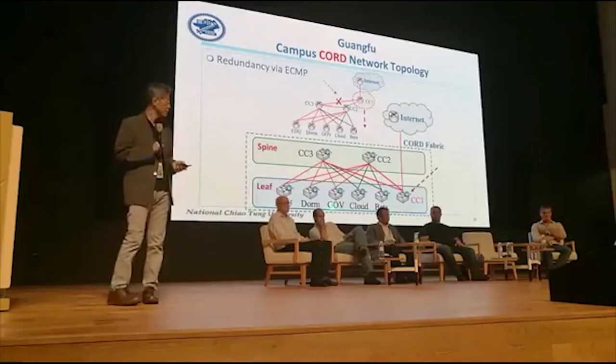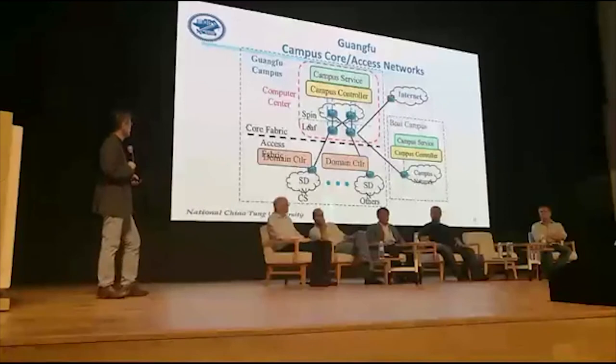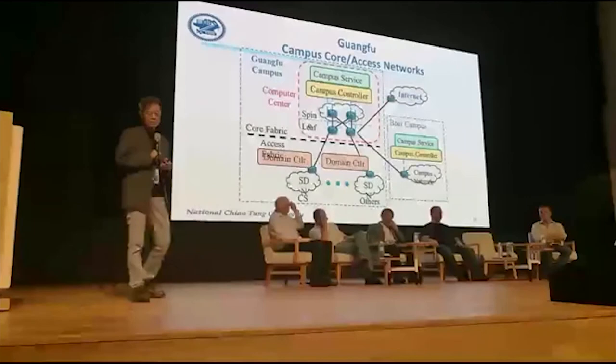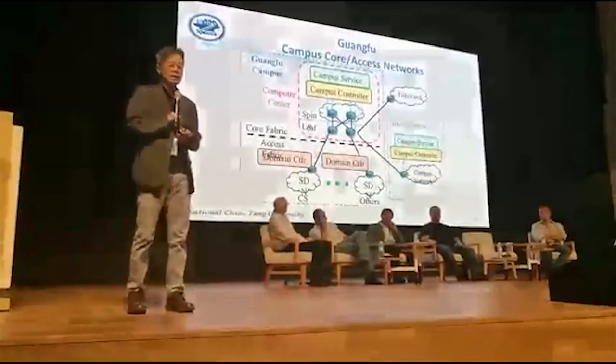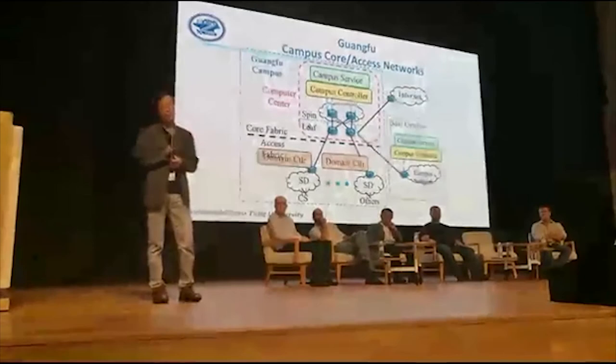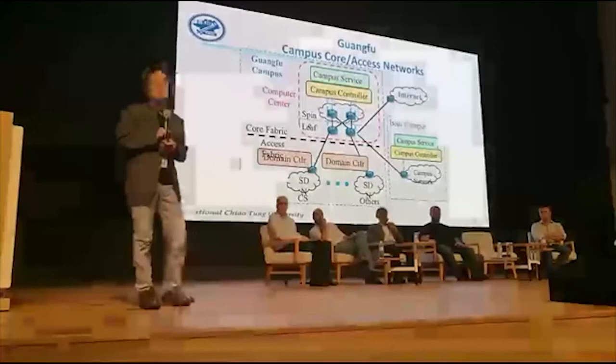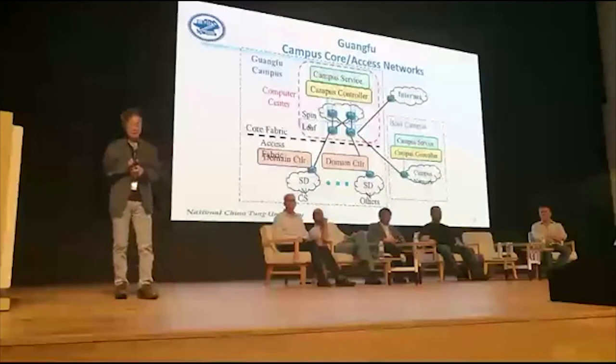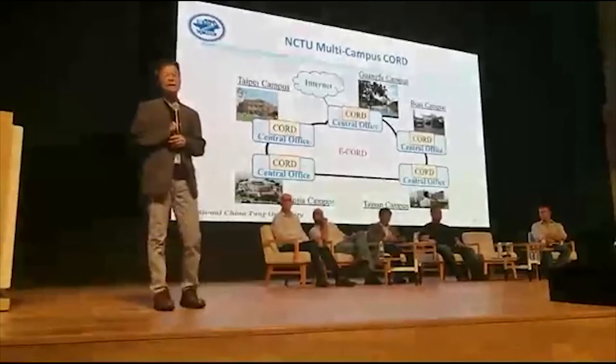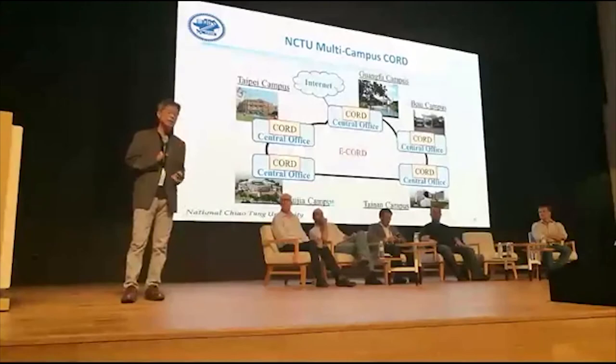And this is a closer look at the architecture. We have a CORD fabric. This center is the core, spine, and leaf. We also have an access network at the edge router, and each one is another CORD architecture. And this is just a picture to show the multiple campuses could be connected together by E-CORD. But it's just a prep. We just finished two CORD parts and will try to connect them later.